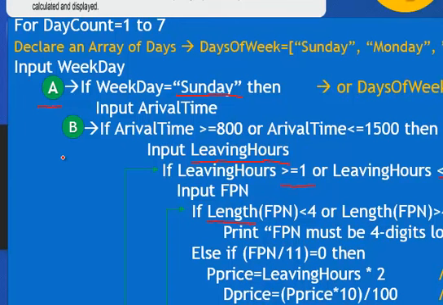Sir, could you actually send me this document by mail? Okay. And yeah, so I'll also practice that way.